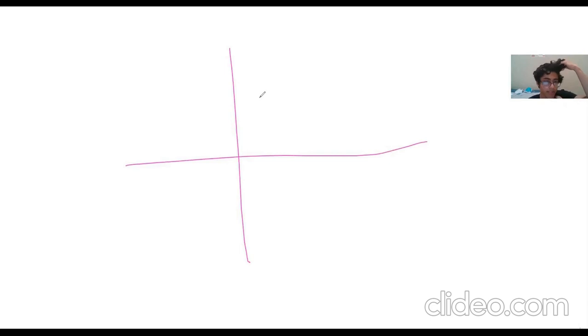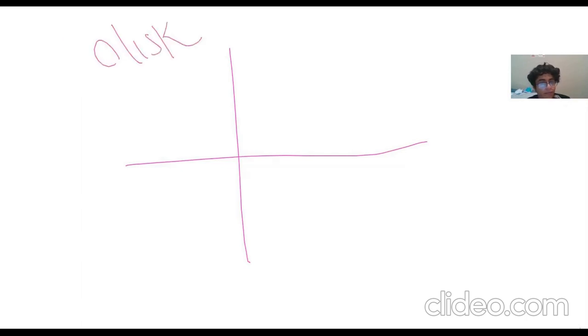The volume of revolution, this is not crazy difficult if you draw a picture, right? So washers and disk method. So let's start with washer. Let's start with disk.